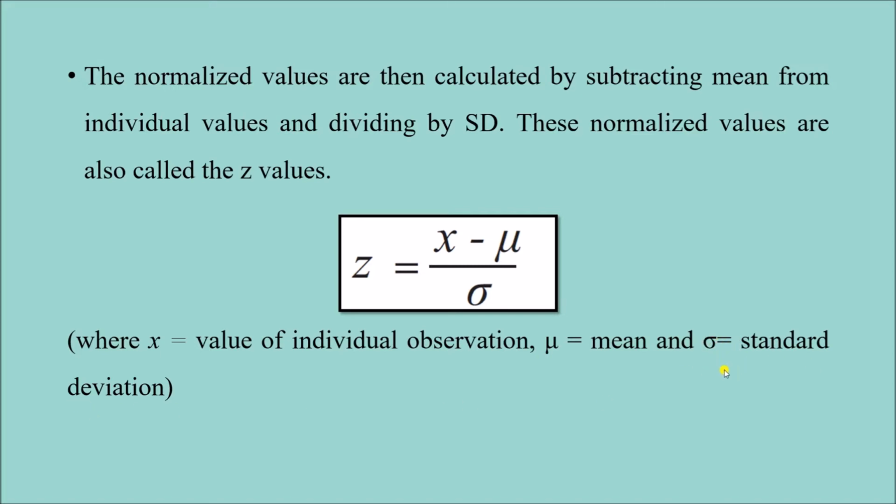Okay, so suppose we have taken measurement from 100 subjects. So for this 100 subjects, the mean value and the standard deviation can be calculated. There will be only one mean value and one standard deviation. Now each of these 100 observations can be subtracted from the mean, or reverse, the mean value can be subtracted from each of these 100 observations and then divided by the standard deviation. So that means for each value we shall get one z value, right?